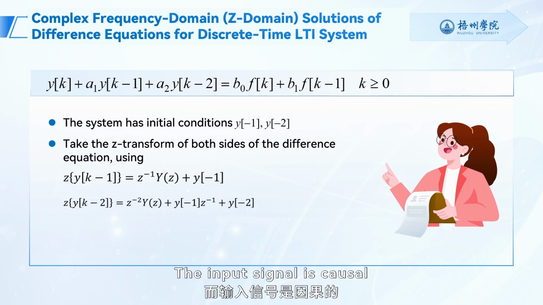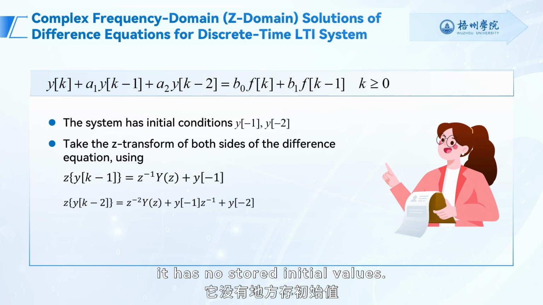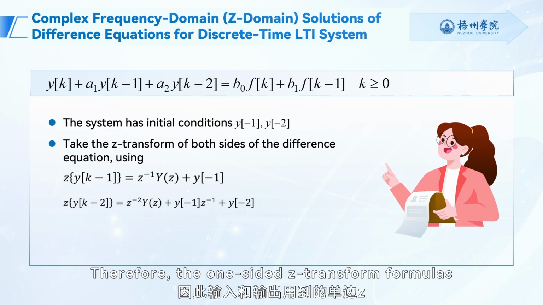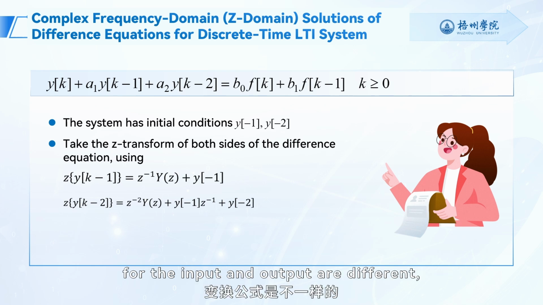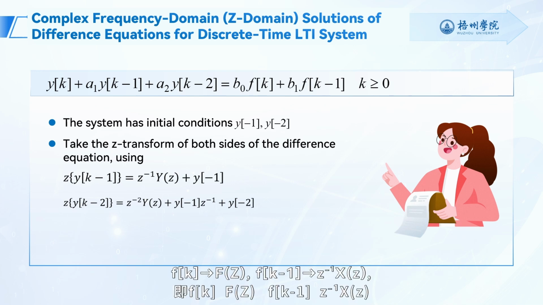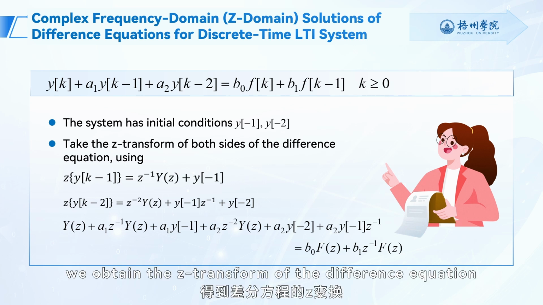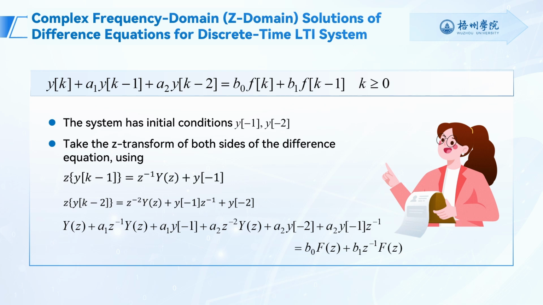The input signal is causal and enters the system only at time 0. It has no stored initial values. Therefore, the one-sided Z-transform formulas for the input and output are different, and the input does not require inclusion of initial conditions. That is, the Z-transform of f of k is F of z. The Z-transform of f of k minus 1 is z to the power of negative 1 times F of z. From this, we obtain the Z-transform of the difference equation as shown in the formula.